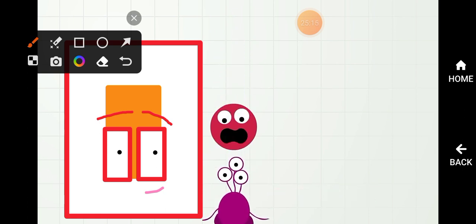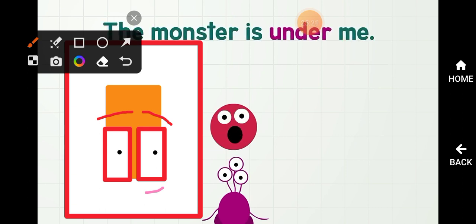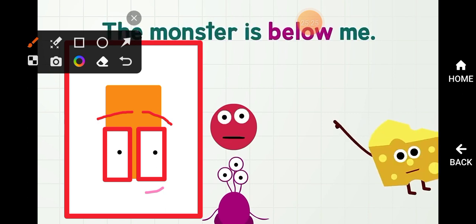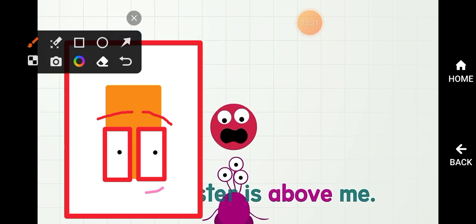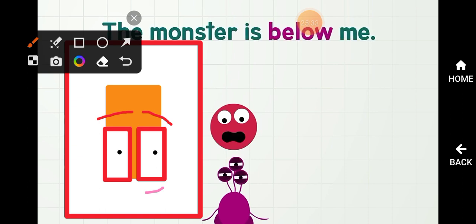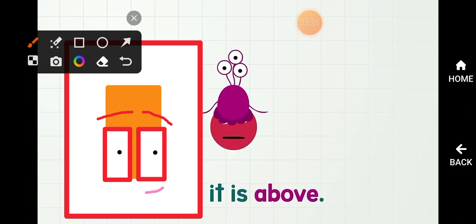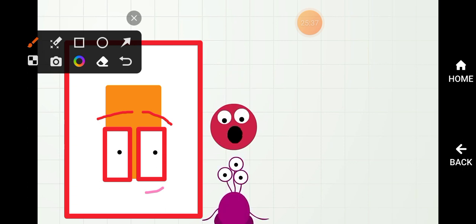And now, where is the monster? Yes, the monster is under me. Or we can also say the monster is below me. Okay, now the monster is above me. Oh, and now the monster is below me. And now it is above. And now it is below. Above, below, above, below. Oh, and now the monster is tired.